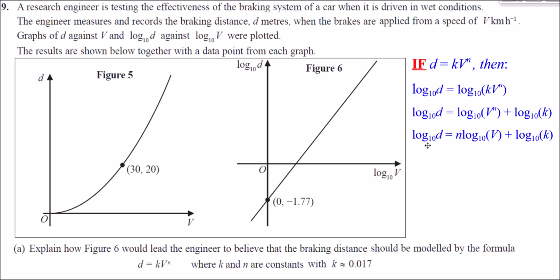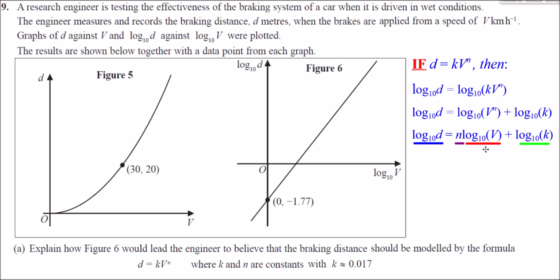is that we can compare these variables to a straight line graph. So log base 10 of d in blue, that's a variable, it's the y-axis. n is just a constant. Log base 10 of v, that's a variable as well along the x-axis. And log base 10 of k, because k is a constant, this will be a constant as well.